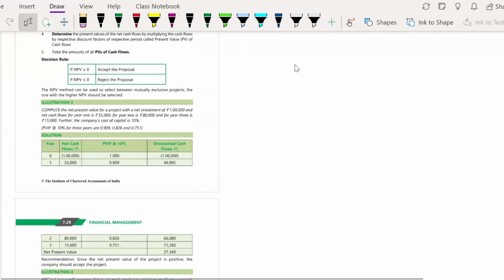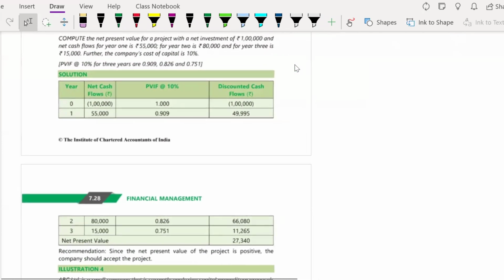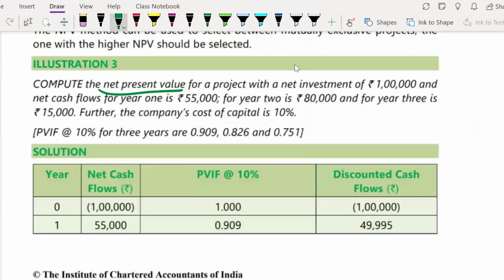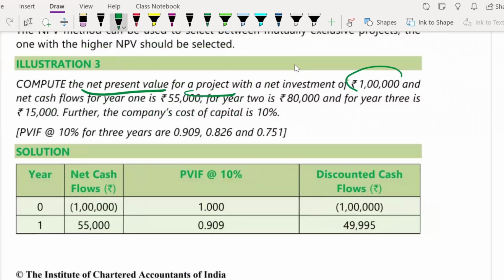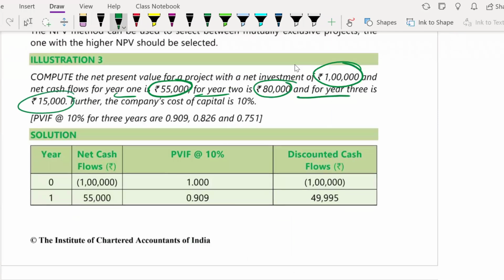Okay. Illustration number 3. Compute the net present value of a project with a net investment of 1 lakh rupees. Cash inflow is 1 lakh rupees and the net cash flows are 55,000 for first year, 80,000 for second year, 15,000 in third year. And the cost of capital is 10%. So you have to find out NPV.